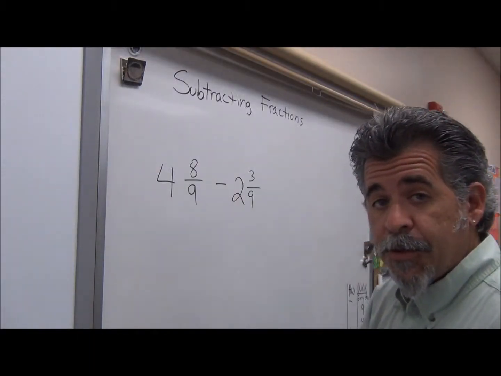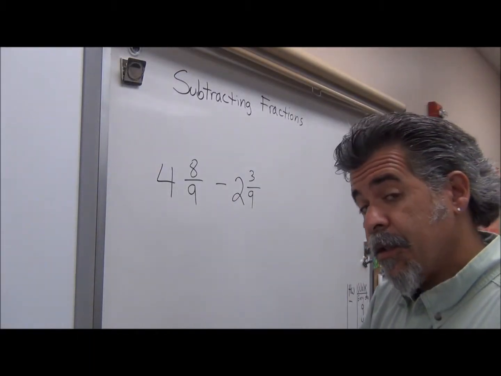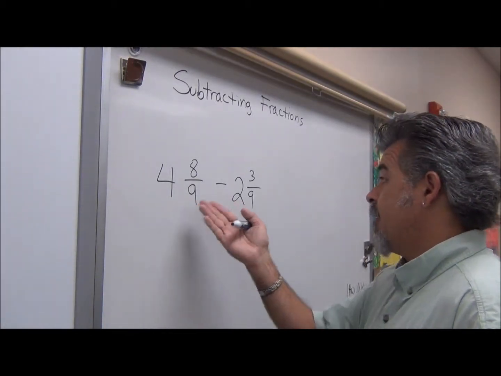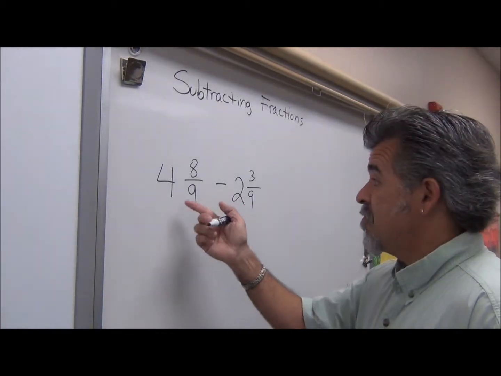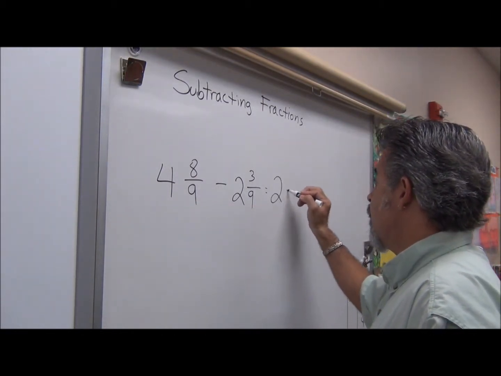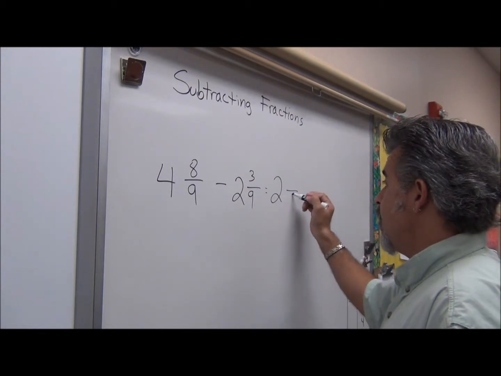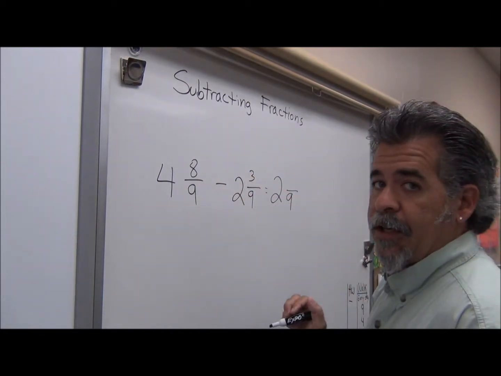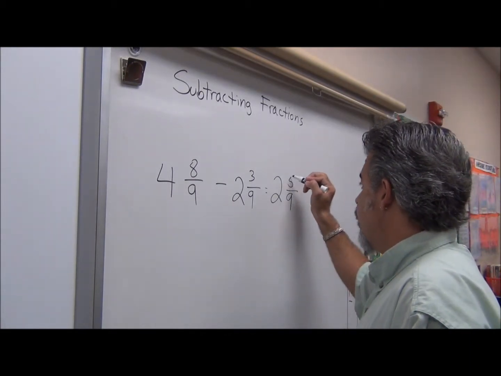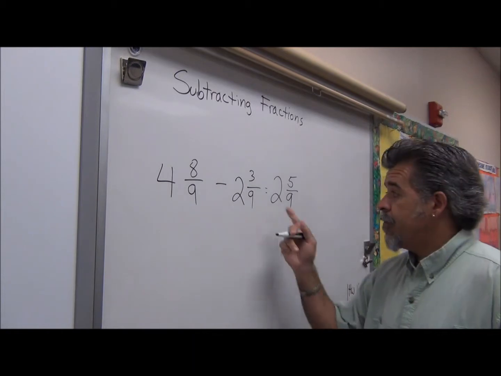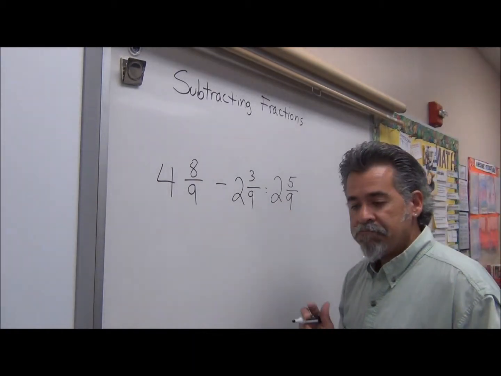Now we're going to try subtracting fractions with mixed numbers that have like denominators. Basically, you do exactly the same thing. You get 4 minus 2, which is 2. Your denominator stays the same. And then you subtract your numerators. 8 minus 3 is 5. This can't be reduced, so that is actually your final answer, 2 5/9. Done.